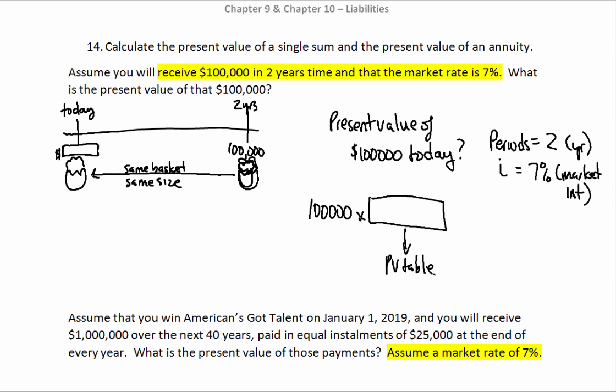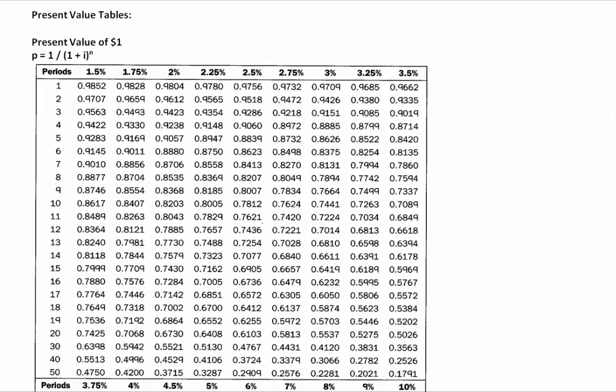Now there are two present value tables. One is the present value of $1. So this is the present value of a single sum, which we will receive in the future.